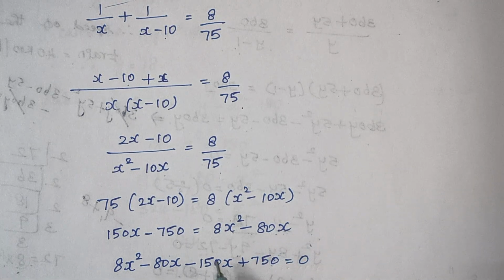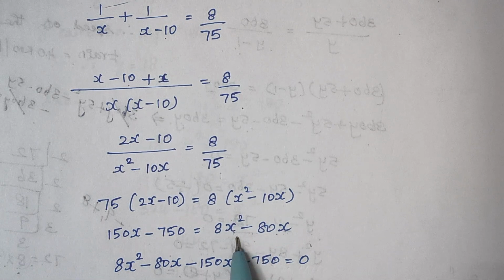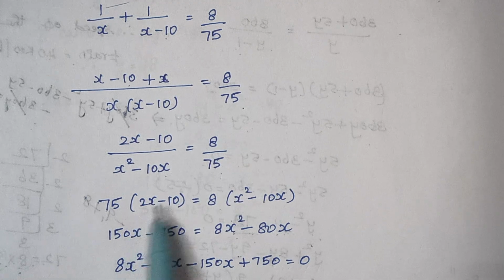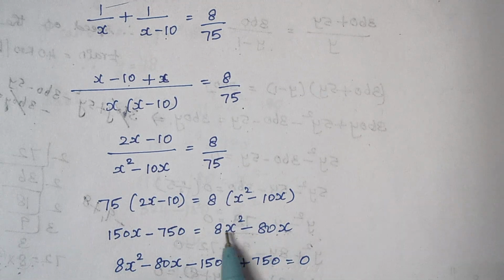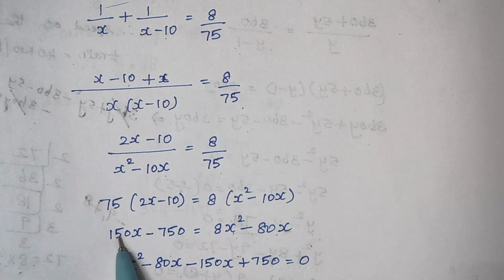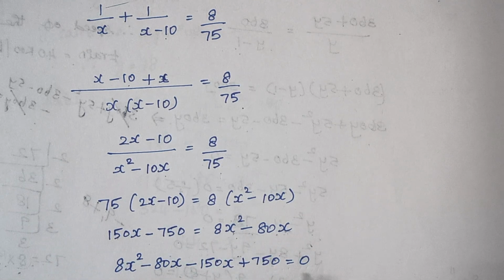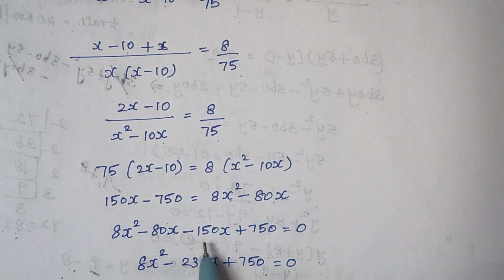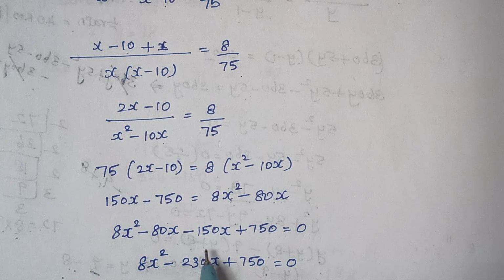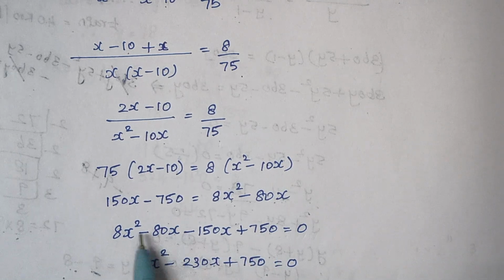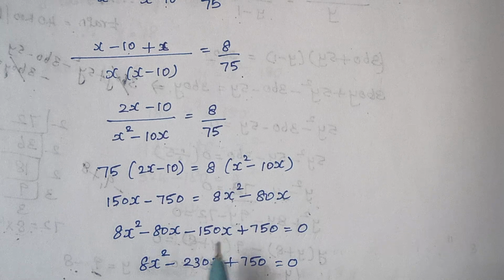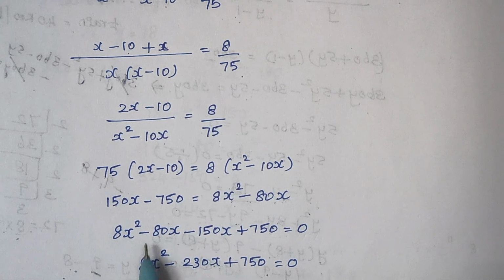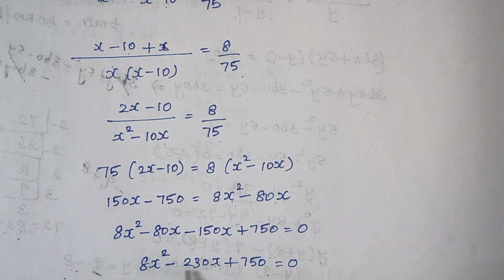Now we are going to rearrange the terms. Since we always need a positive x squared term, I am moving these terms to the right hand side. So here it is 8x square minus 80x minus 150x plus 750 equal to 0. So when you simplify, 8x square, and 150 plus 80 gives you 230. Since both these terms are with the same sign, I am adding them. So 150 plus 80 is 230. Both are with a minus sign. Therefore, minus 230x plus 750 equal to 0.